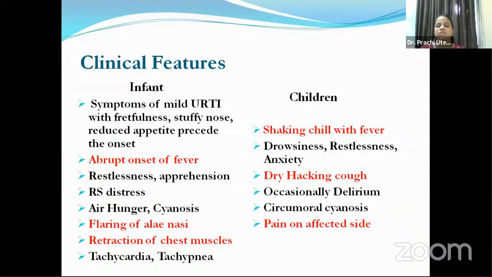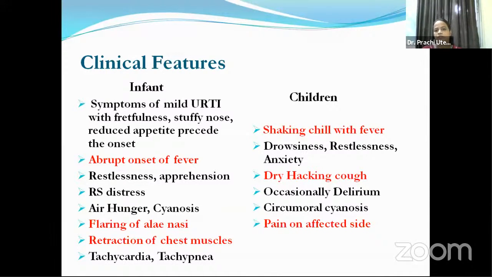Now coming to the clinical features, what are the different features in infants and children? In infants, usually there are symptoms of mild URTI with fretfulness, stuffy nose, poor appetite, and insidious onset. It is quite common in children also, but recurrent viral infection is commonly seen, as I told you, in the younger children or the infant. And there is abrupt onset of fever, restlessness, apprehension, air hunger, cyanosis, respiratory distress. There is flaring of the alae nasi and retraction of the chest muscles seen in the infant or young babies.